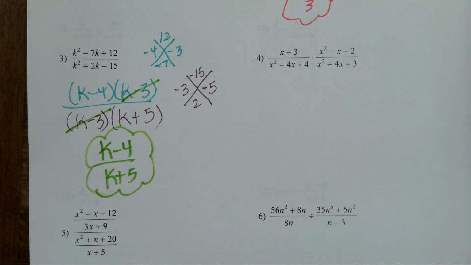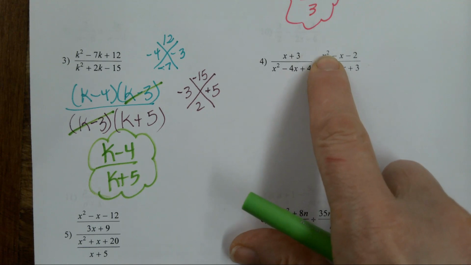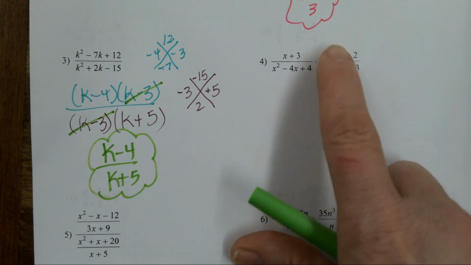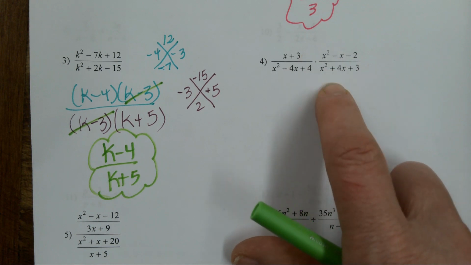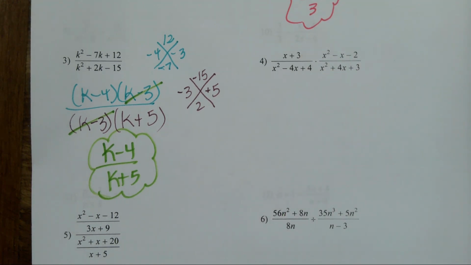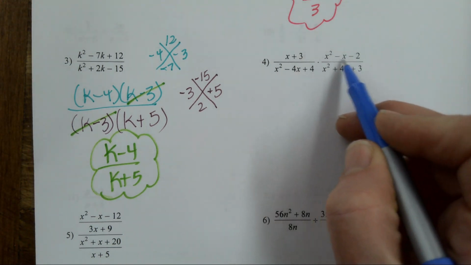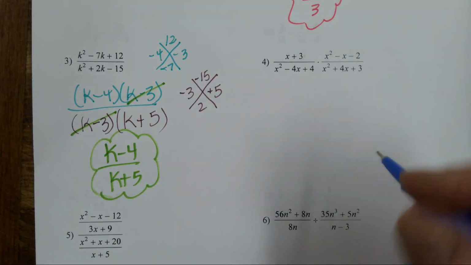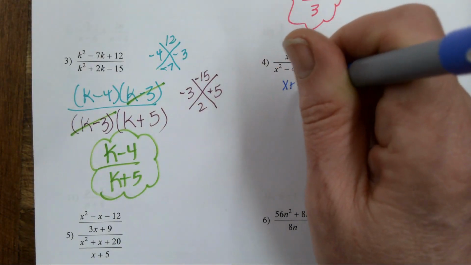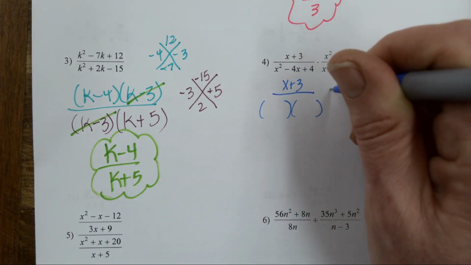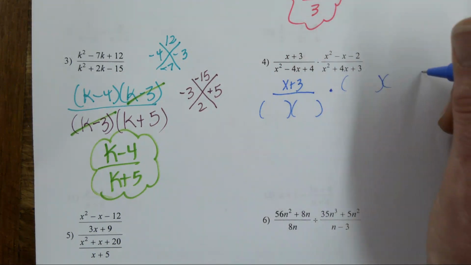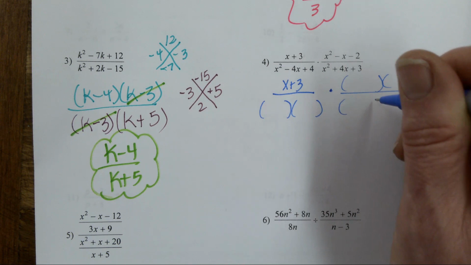Again, be careful. X squared and x squared cannot be canceled if they are followed by a plus or a minus. I will say it over and over and over again. I want to factor these things. So the x plus 3 will stand alone. I will factor the denominator of the first, the numerator of the second, and the denominator of the second.